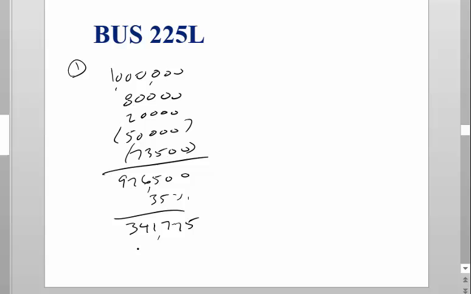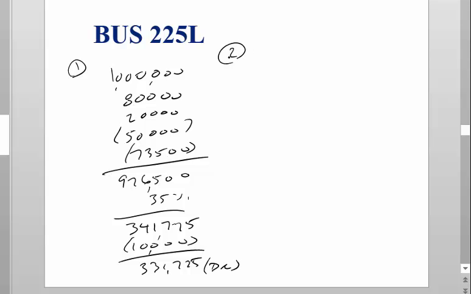341,775, and I have a credit of 10,000. So that's 331,775. Right? That's a debit to expense.